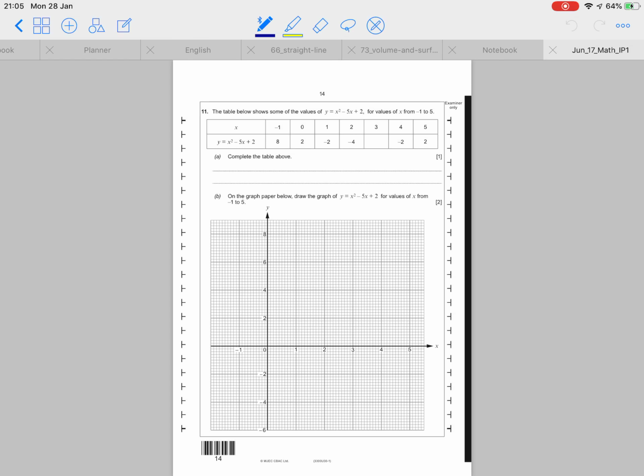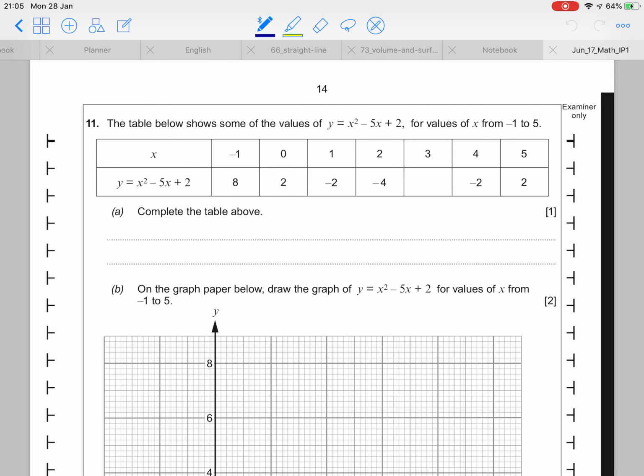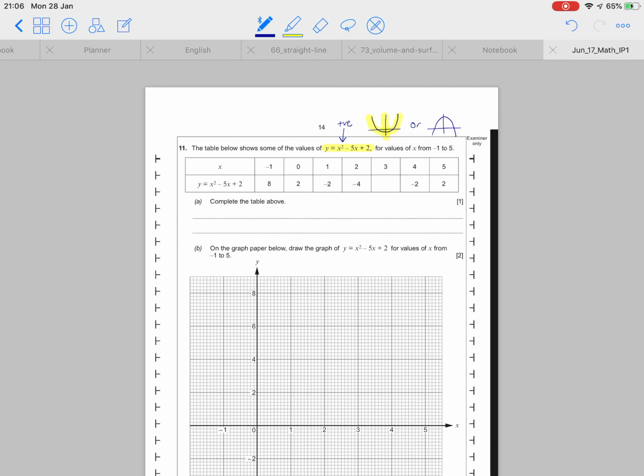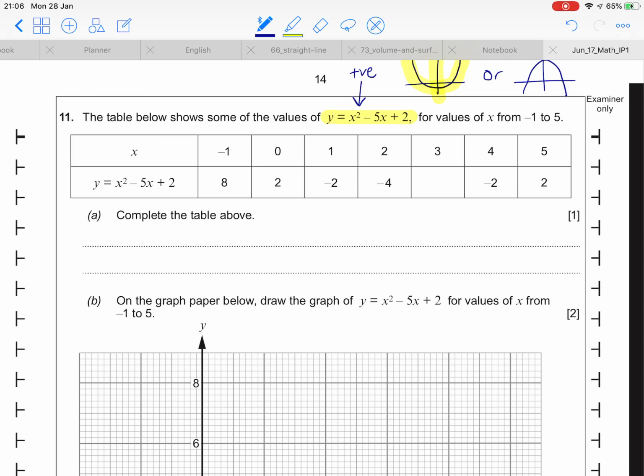Question 11. So here we need to complete a table to draw a quadratic graph. A quadratic graph has an x squared in the equation, and a quadratic graph is always, or generally, the U shape, or in some very rare cases, an N shape. But I've got a feeling we're going to have a U shape in our question because that x squared is positive. So we're looking for the graph on the grid underneath to be a U-shaped graph. But first we need to complete the table.